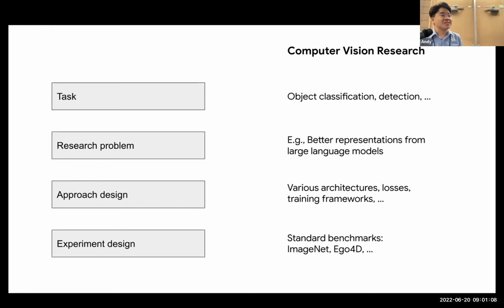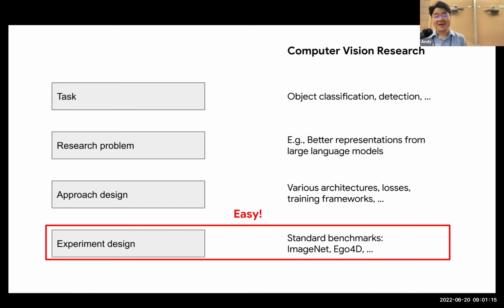And if you actually ask me which part among these four is easiest as a computer vision researcher, I'll definitely say it's this one. Once you decide to work on object classification, ImageNet is a must. We cannot really avoid it. We cannot convince anybody without testing it on ImageNet. So I don't even need to think about it. I just try to follow whatever people have been using in previous papers, and that's pretty much it.